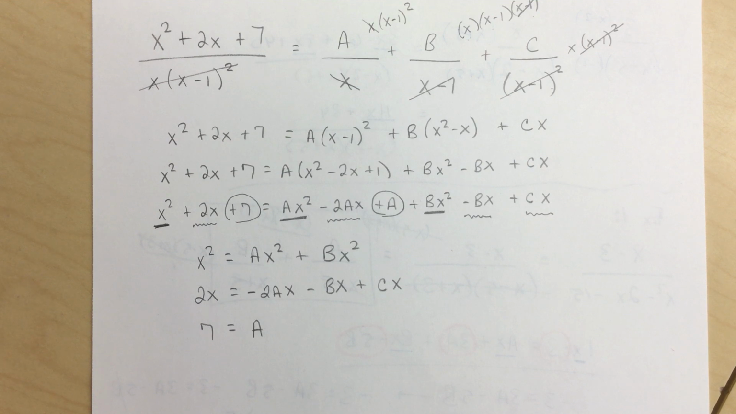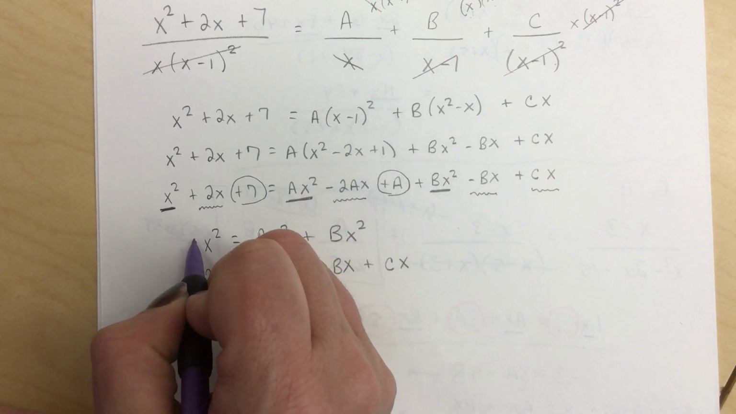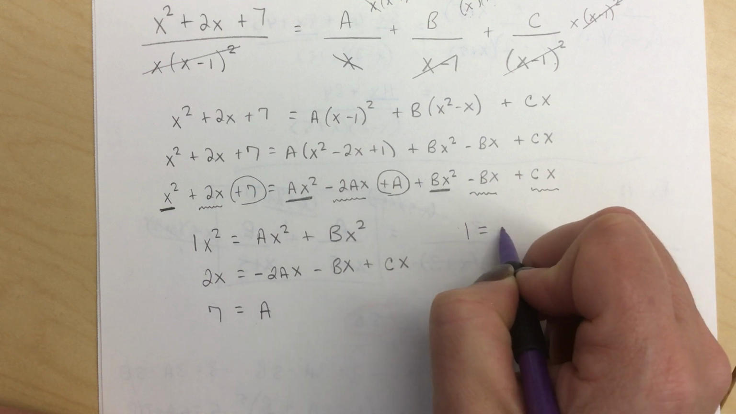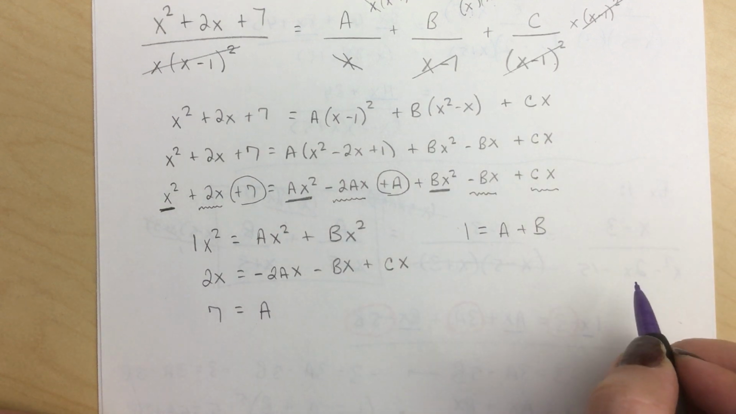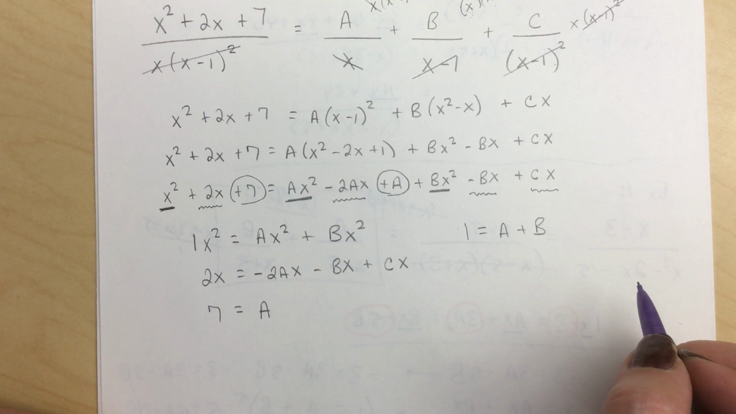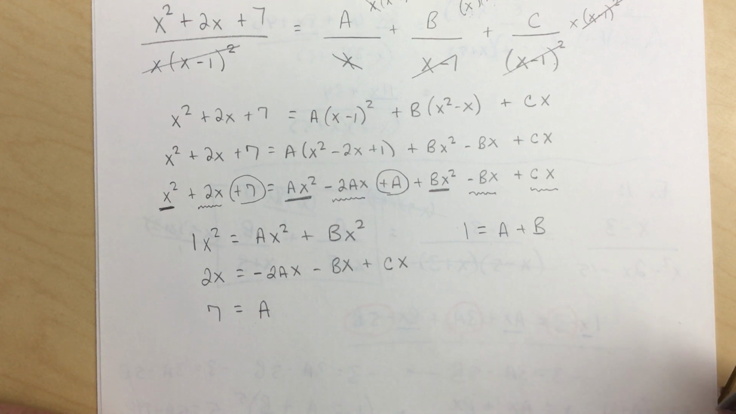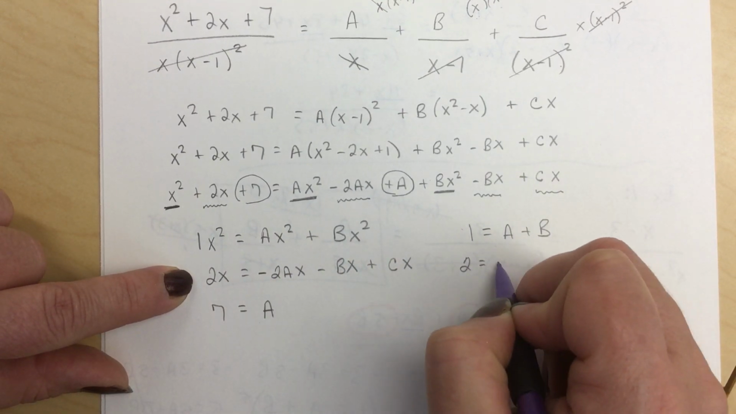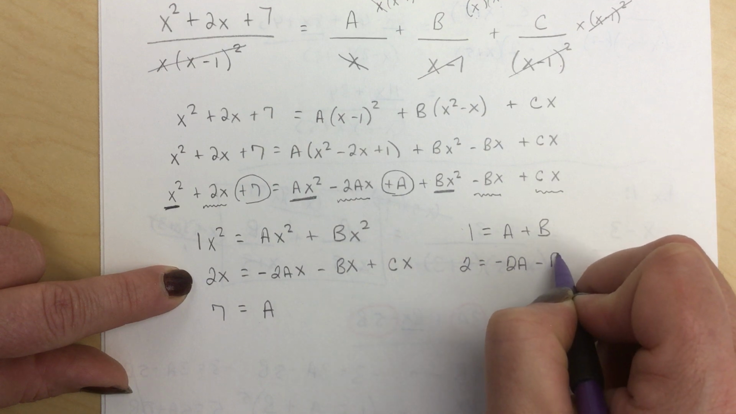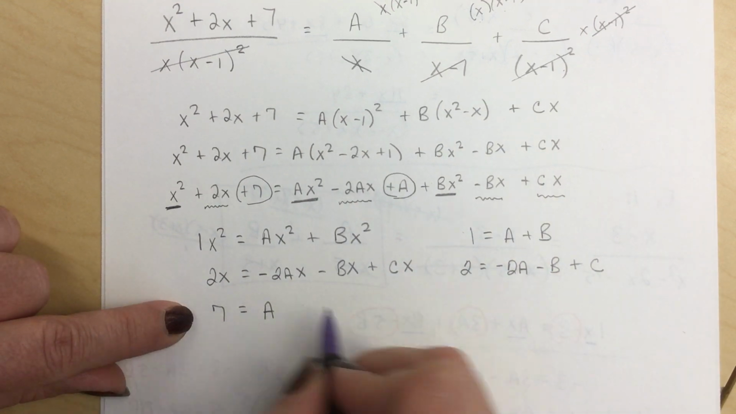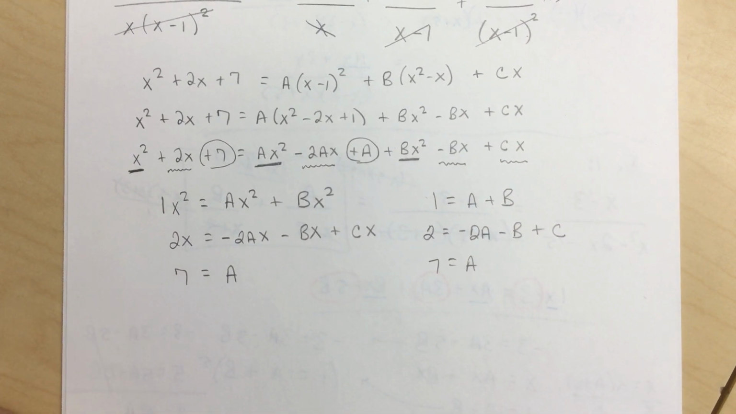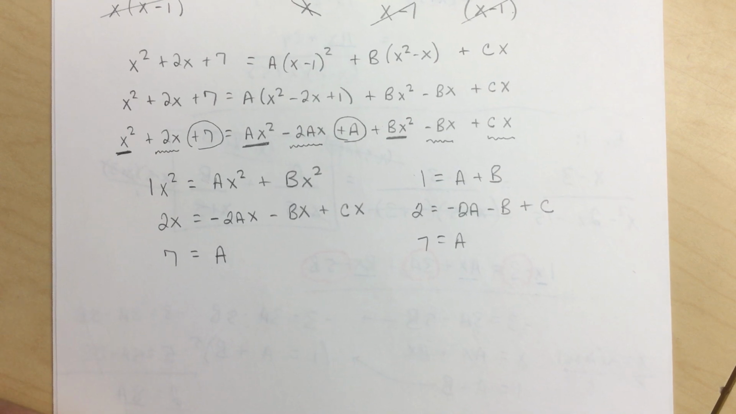Okay, so now we're going to write them without the x's in them. Okay? If x squared, or this is really 1x squared, if 1x squared equals ax squared plus bx squared, then 1 must equal a plus b. So that's just a coincidence. Okay, Brighton asked about that a little bit ago. That happened to be in the equation before, but it's just a coincidence. Okay, this equation becomes 2 equals negative 2a minus b plus c. And then this stays the same. 7 equals a. So everybody see where all that comes from?